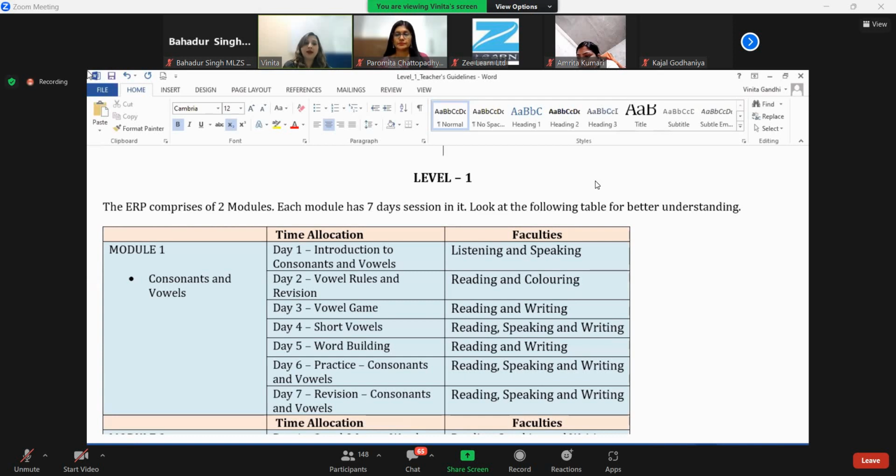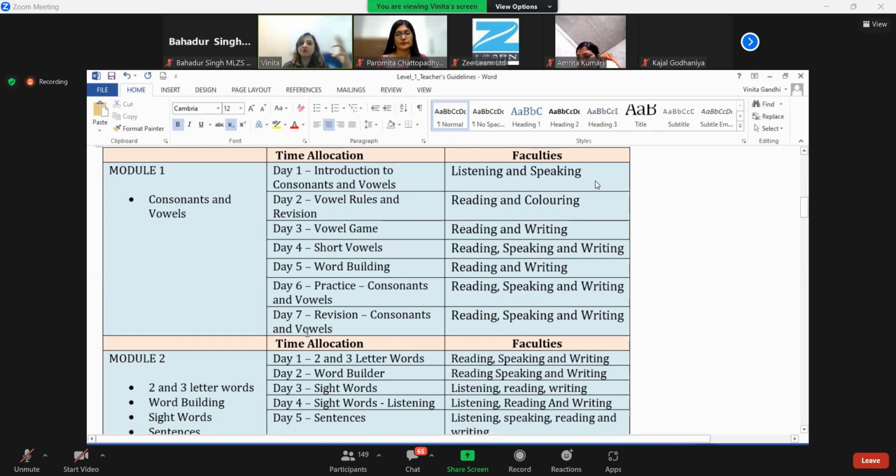So module 1 has consonants and vowels in it. You see the time allocation. Day 1, introduction to consonants and vowels. The faculty is listening and speaking. Day 2 is vowel rules and revision. Day 3 is vowel game. Day 4 is short vowels. Day 5 is word building. Day 6 is practice, consonants and vowels. And day 7 is revision, consonants and vowels. Faculties have been identified for each and every day, along with worksheets.